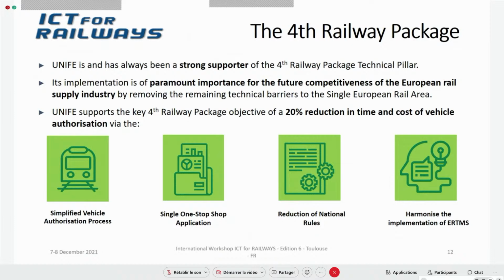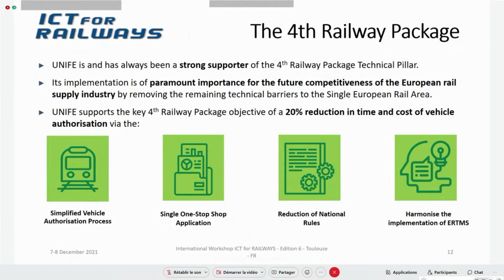So for the time being, of course, we are happy because it simplifies the authorization process, but this fourth railway package still needs to be tackled in a different way. On our side, the industry still considers that a lot of things have to be done if we want to have this reduction of 20% in time and cost of vehicle authorization.